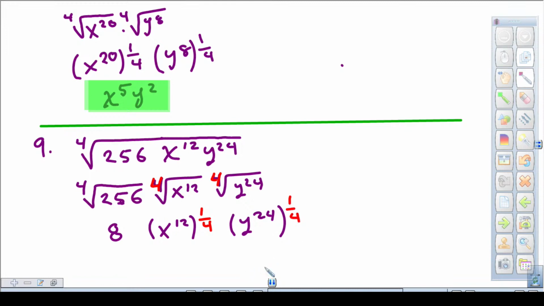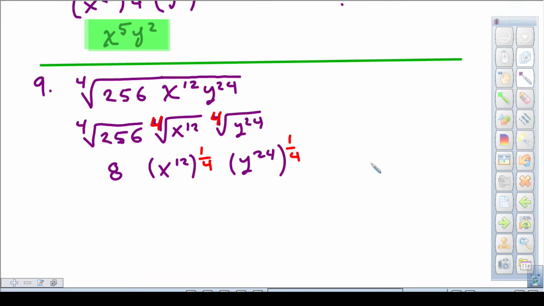And with simple math, again, we've done a lot of these today, so I'm not going to go over this fraction. So 12 times 1/4 is x to the 3rd, and y, 24 divided by 4 is how much? What is 24 divided by 4? 24 divided by 4. 6. Okay.